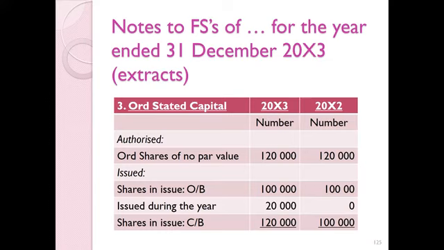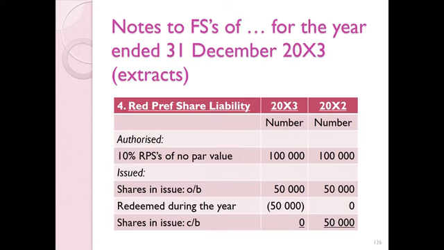Your ordinary stated capital, remember, it is the number of shares. We don't want to see the rand value here. The authorized number of shares is 120,000, and then how much is in issue? Show your reconciliation. For 20x3, that's particularly important because your opening balance is 100,000 shares, but then you issued 20,000 during the year. So currently in issue at the end of x3 is the full value of 120,000 shares. So we're now at the maximum and we can't authorize or issue any more shares than the 120,000 that we already have because we've reached the authorized limit.